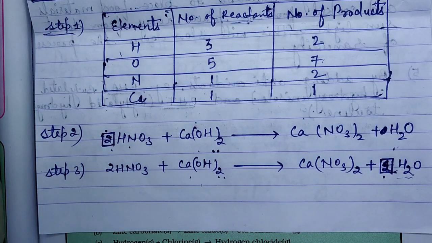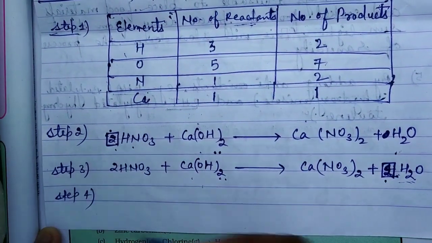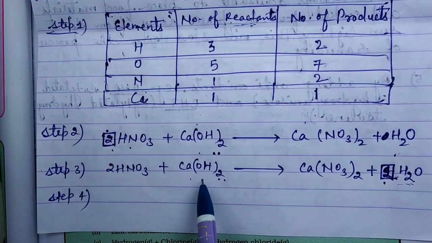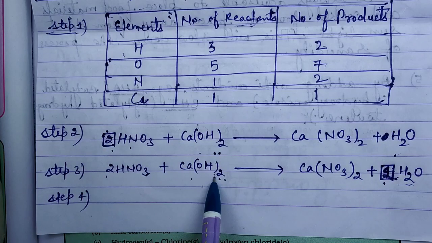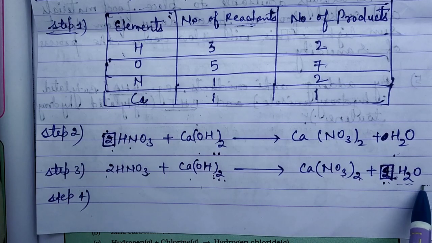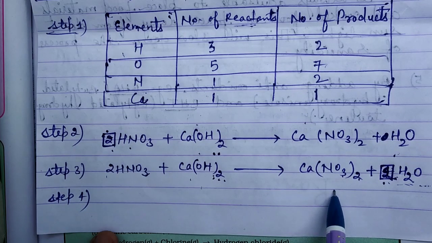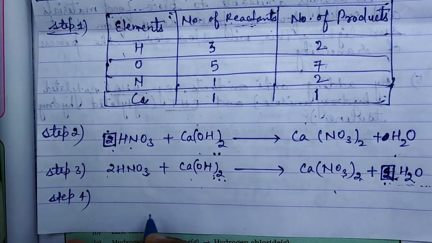Now the fourth step, and it will be the final step. Step 4. Now equate the number of oxygen atoms. Observing the oxygen atoms, here the total number of oxygen is 3 times 2 is 6, plus 2, which is 8. And here also it is 3 times 2 is 6, plus 2, which is 8. The number of oxygen atoms on both sides of the equation is the same, that is 8. Therefore the equation is balanced.